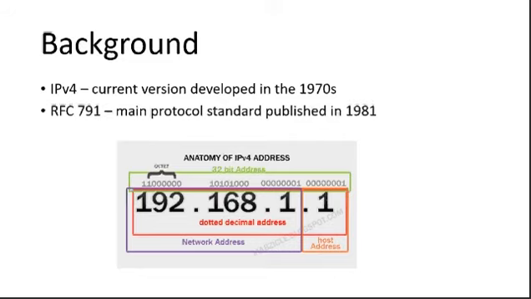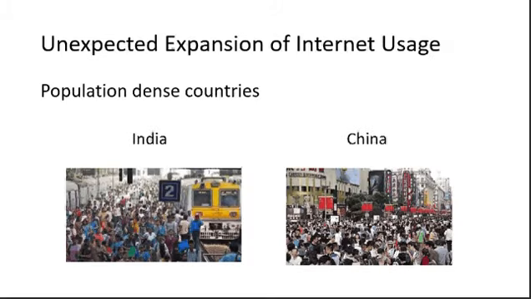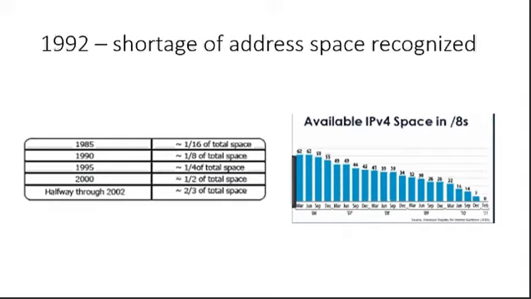The current version of the Internet Protocol, IPv4, was first developed in the 1970s, and the main protocol standard, RFC 791, that governs IPv4 functionality was published in 1981. There was definitely an unprecedented expansion of Internet usage in recent years, especially by crowded and compacted countries like India and China. Due to this, the shortage of address space availability that's about to happen was recognized by 1992 as a serious limiting factor to the continued usage of the Internet run on IPv4.